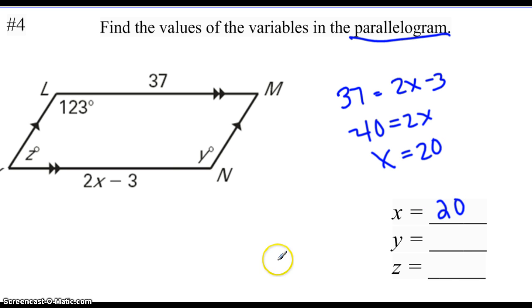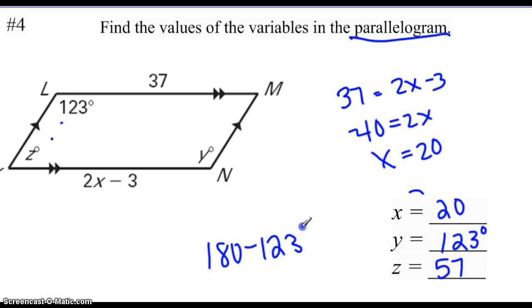And the angles might have taken you a second. I have 3 angles, which means I'm going to have consecutive angles, which means next to each other. So these two are going to be supplementary, as are these z and y. But since y is opposite 123, y is just 123 degrees, and z would be 180 minus 123, which is 57. Okay.